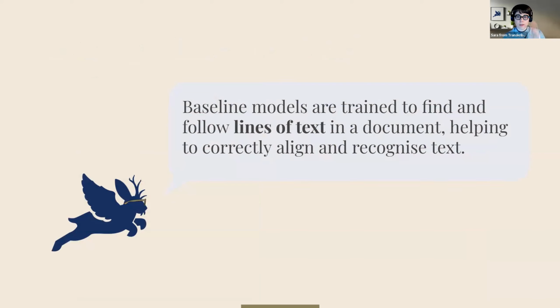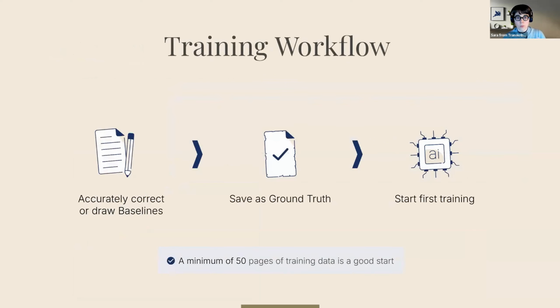Baseline models are trained to find and follow lines of text in a document, to help it correctly align and recognize text. So instead of manually correcting the baselines, because the public baseline models aren't good enough, you can train your own baseline model. What is important to remember is that there should be a continuity in your documents. So your documents should be similar one to the other.